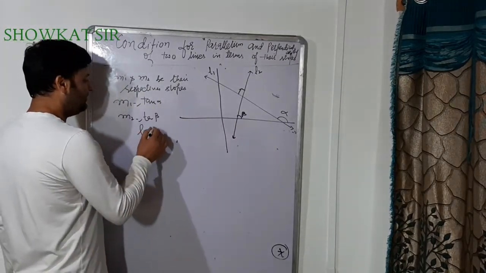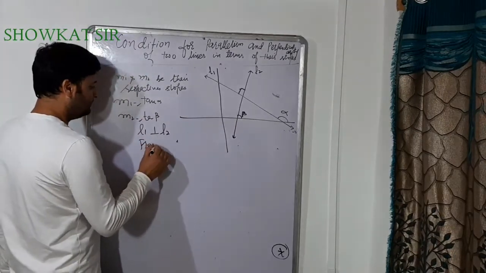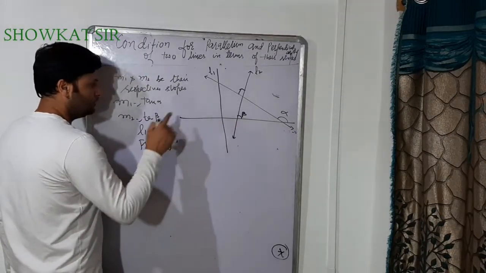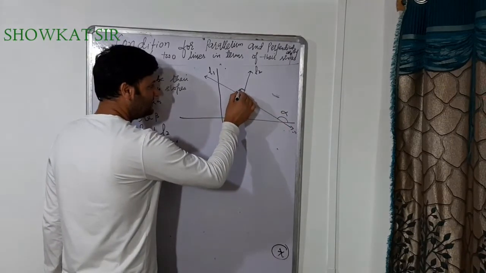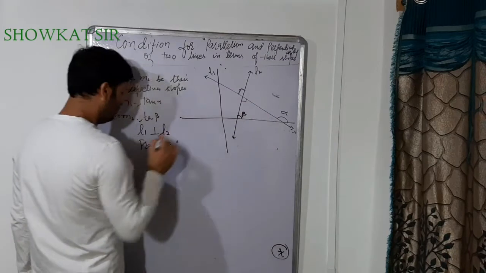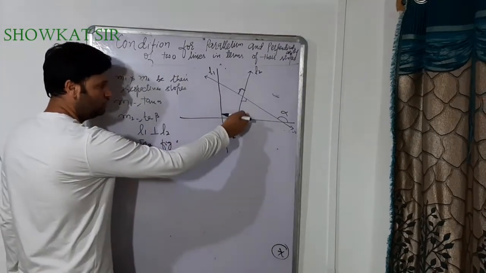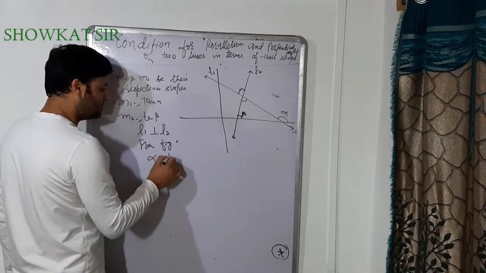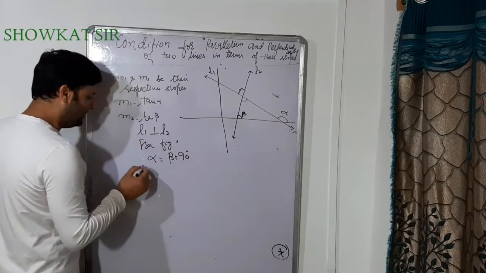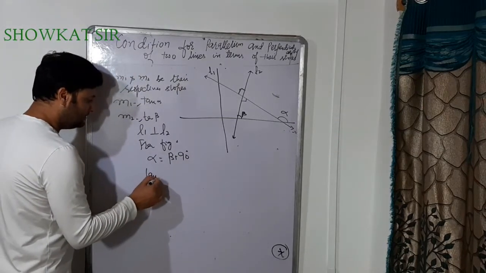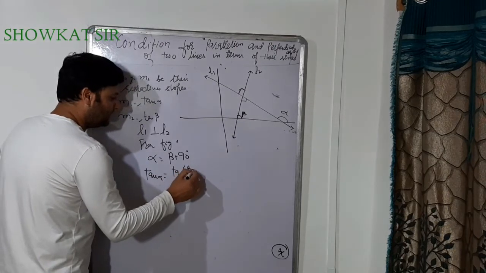Now L1 is perpendicular to L2. From the figure, we see that alpha is equal to beta plus 90. If this is 90, this is also 90. So the exterior angle alpha is equal to the sum of the two interior opposite angles, that is beta plus 90 degrees. Now when two angles are equal, then their tan is also equal. Tan alpha is equal to tan of beta plus 90.